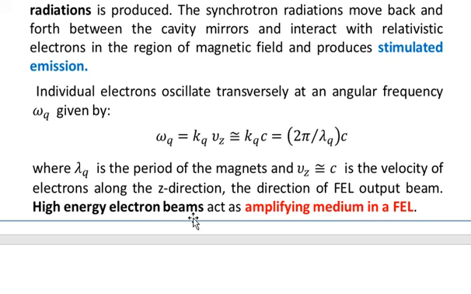High energy electron beams act as an amplifying medium in a FEL. So it means that the radiations which are produced in a FEL as an output beam will extract their energies from high energy electron beams. So these high energy electron beams provide a medium for the energy of the FEL beam. So the FEL beam energy will be proportional to the energy obtained from the high energy electron beam.